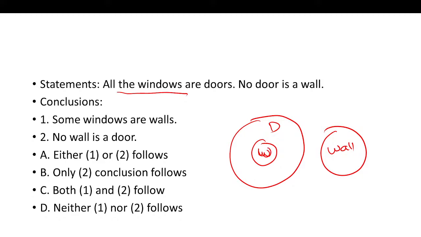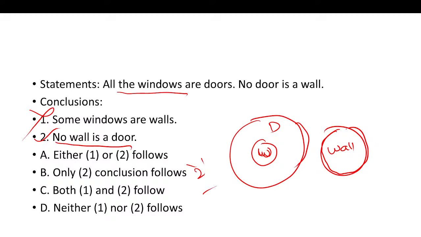Is there any relation between windows and walls? No. Wrong. Next one. No wall is a door. Okay. Can we connect a wall with the door? No, because no wall is a door. We cannot connect. They are also saying the same thing. That's why it is true. Only conclusion 2 follows.